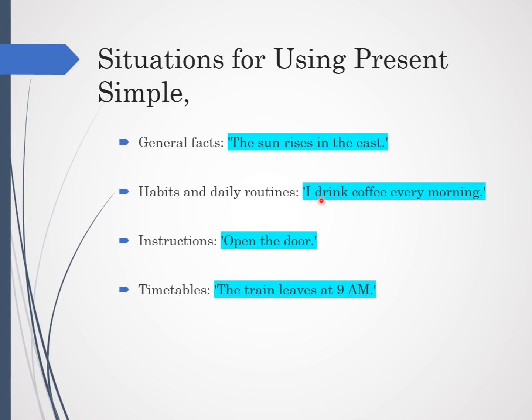Instruction, and this is when you tell someone to do something. For example, open the door and turn off the light and so on. Timetable, and this is like a schedule. For example, here the train leaves at 9 a.m. I study at 7 o'clock. I drink coffee at 7:30.